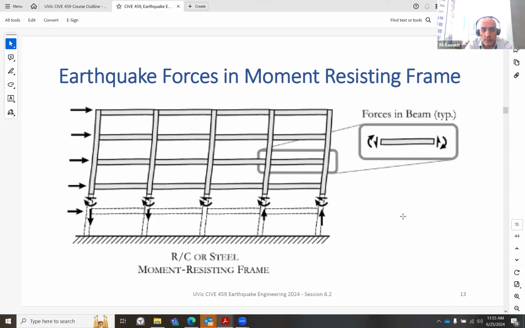Moment resisting frame, how the forces are built in there. Only because of the lateral force, every beam is seeing shear and moment at the ends. And also every column is seeing a shear and moment. Based on which side, one side sees a lot of tension, the other side is seeing a lot of compression, but then the earthquake load reverses. So both sides are designed for tension and compression. That's the load transfer mechanism in moment resisting frame.